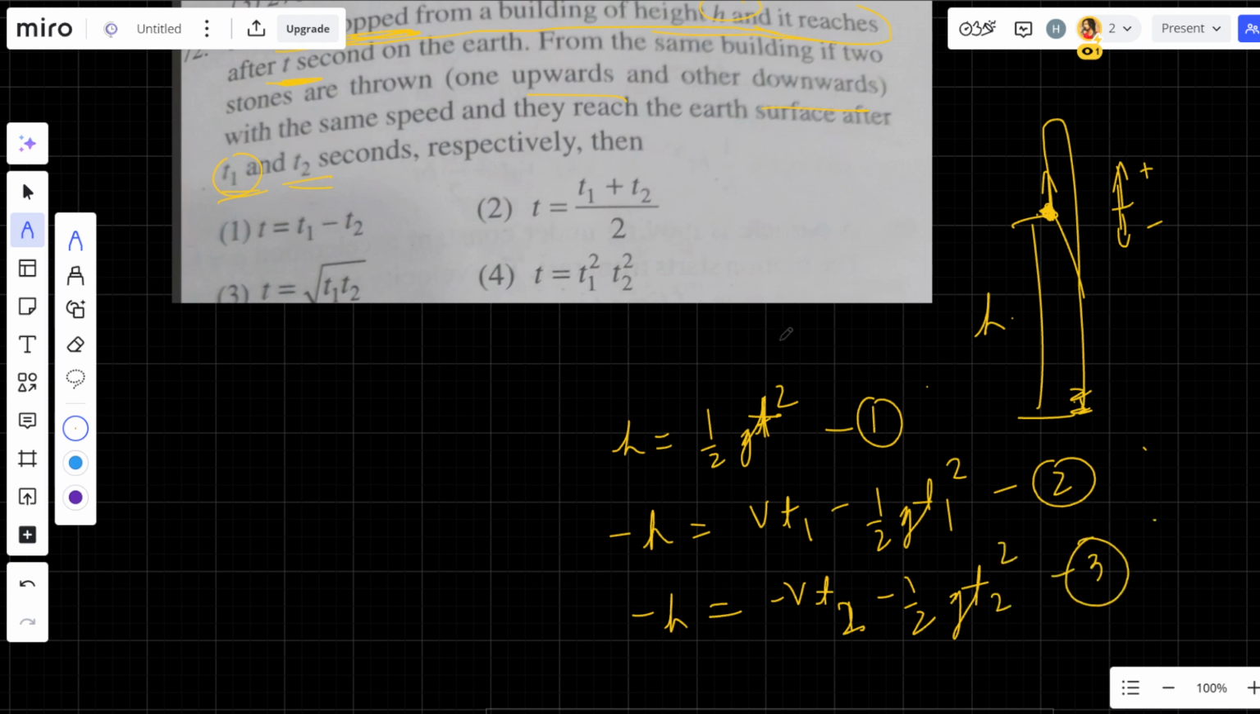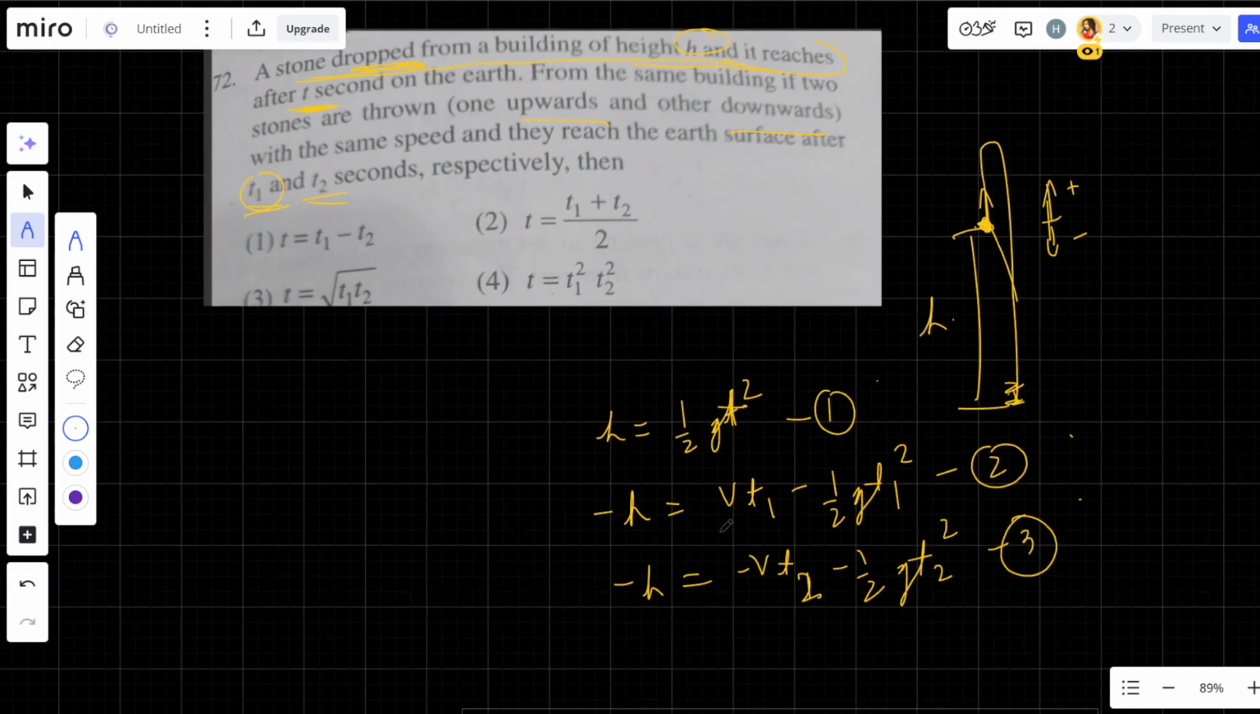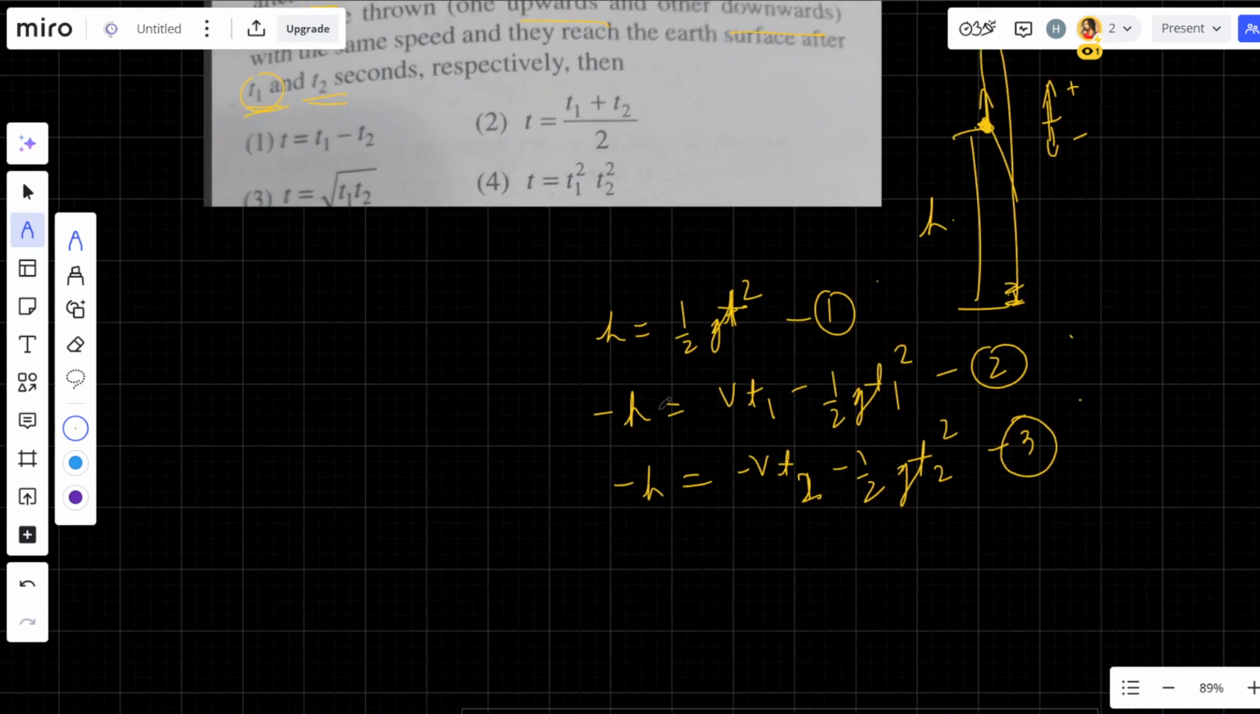Now I have to manipulate these three equations to get a relationship between t1 and t2. How do we do that? This part will be tricky, so let's think what to do. Let's multiply the second equation with t2 and the third equation with t1. Look at it really carefully: t2, t2, t2, and t1, t1, t1.